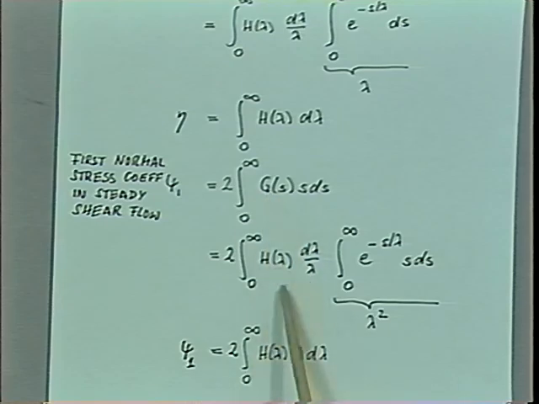You replace g(s) with a spectrum. You integrate this and find that this is lambda squared, which cancels partially with this lambda. And the first normal stress difference is given by 2 times this integral of the spectrum times lambda d lambda.